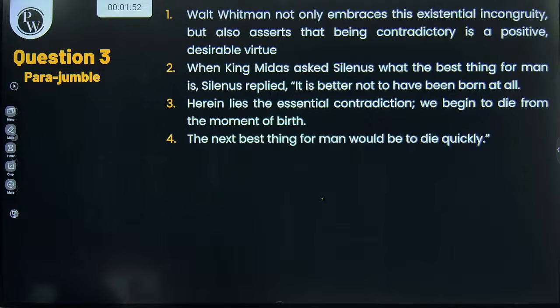Ujjwal, answer is always in the question, isn't it? That's how parajumbles are framed, no?